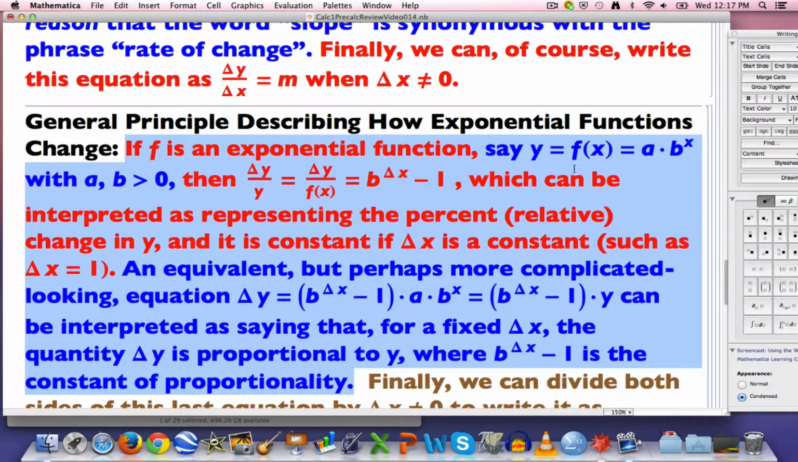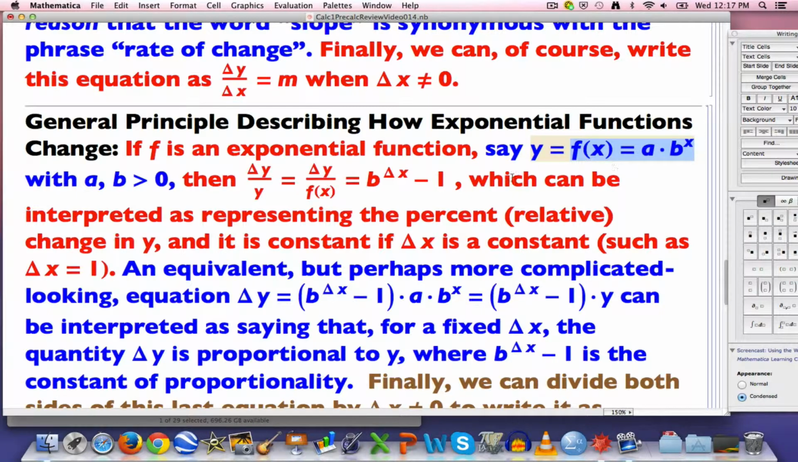If f is an exponential function, say f of x equals a times b to the x, then the relative change in y, delta y over y, equals b to the delta x minus 1. For fixed delta x, that's always going to be the case, no matter what starting value of x you pick. The relative change of y is constant for fixed delta x.